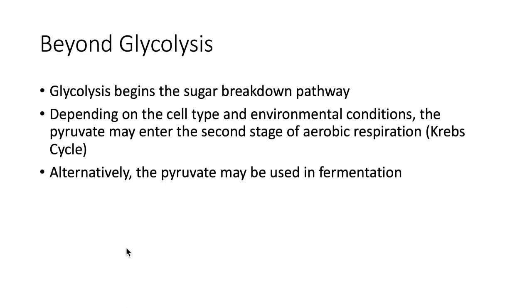Okay, beyond glycolysis, so glycolysis begins the sugar pathway. Depending on the cell type and the environmental conditions, the pyruvate might go to the Krebs cycle, or alternatively, the pyruvate may be used in fermentation, which we are going to discuss later. All right, so that was a summary of glycolysis.